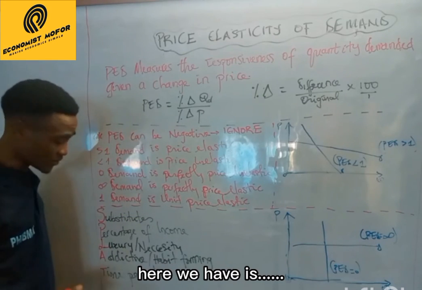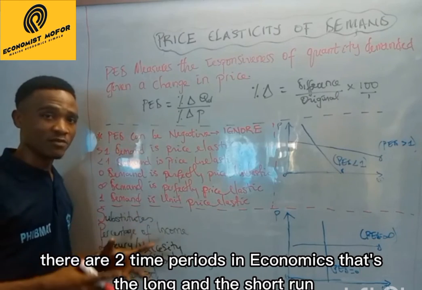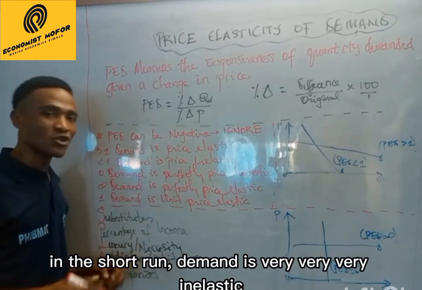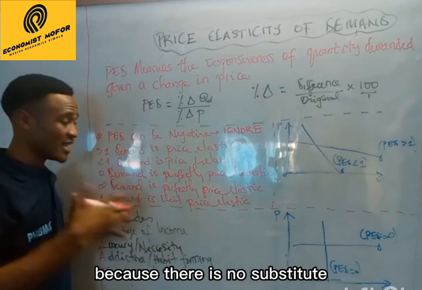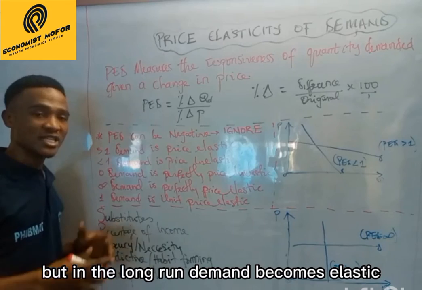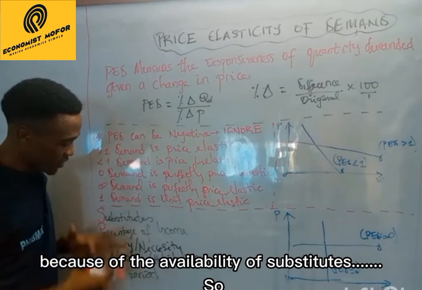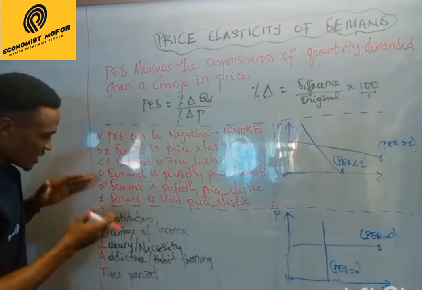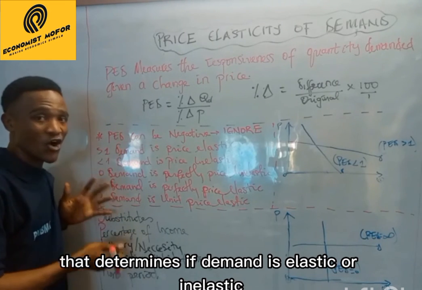The last but not the least factor here is time period. There are two time periods in economics, the long run and the short run. In the short run, demand is very inelastic because there is no substitute. But in the long run, demand becomes elastic because of the availability of substitutes. So these are the factors that determine if demand is elastic or inelastic.